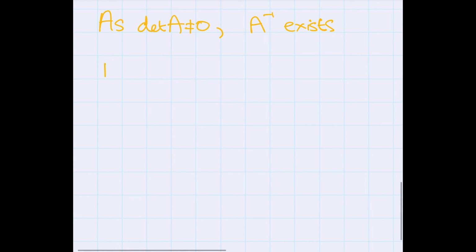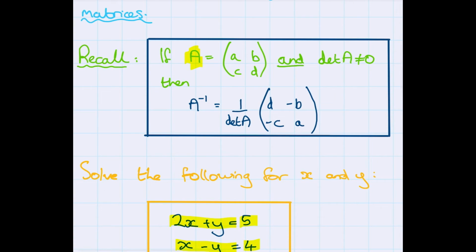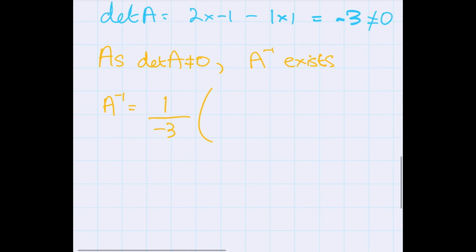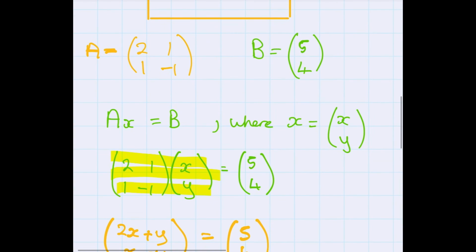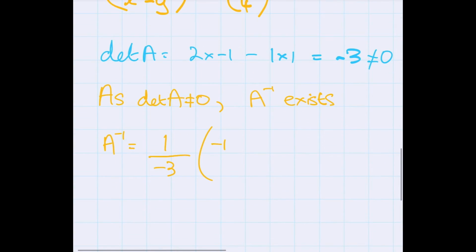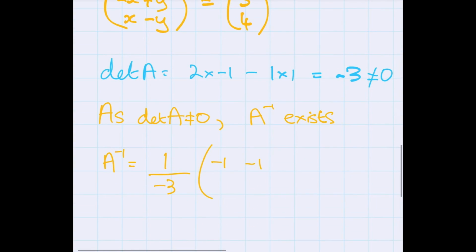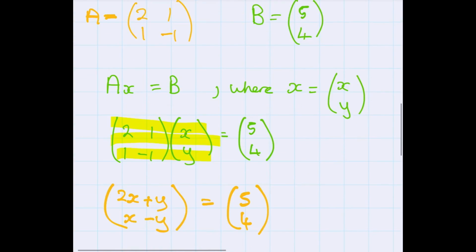So A inverse equals 1 over det A, which is 1 over minus 3. And then if you remember from up top, it's D, minus B, minus C, A. So let's have a look. Well, D is minus 1. Minus B is going to be minus 1. Minus C is also going to be minus 1. And A is going to be 2.